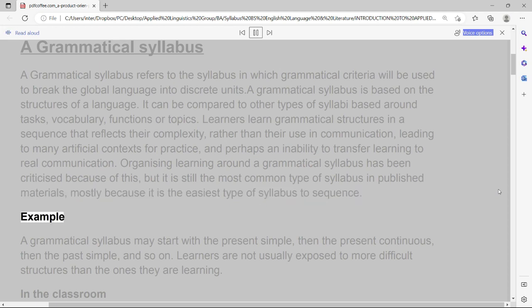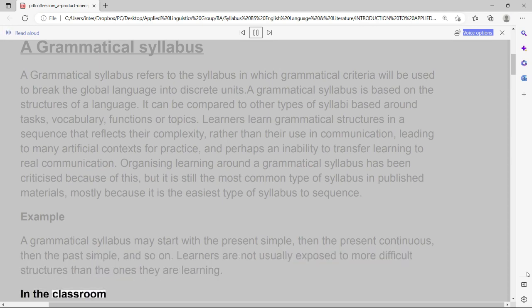Example: a grammatical syllabus may start with the present simple, then the present continuous, then the past simple, and so on. Learners are not usually exposed to more difficult structures than the ones they are learning.